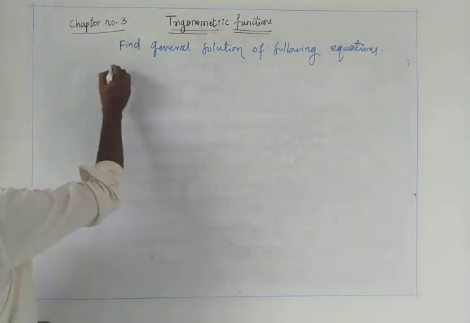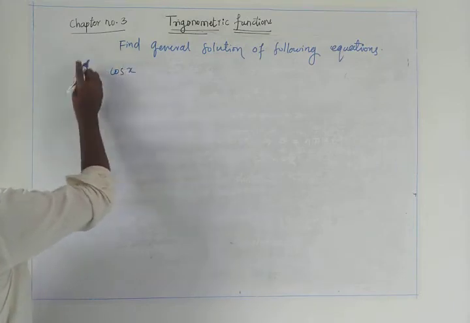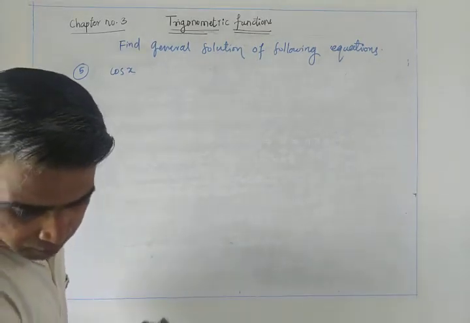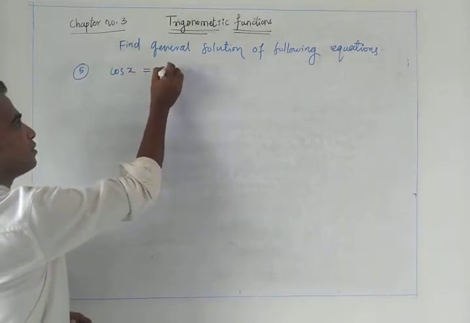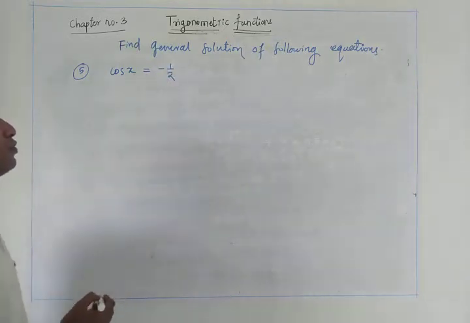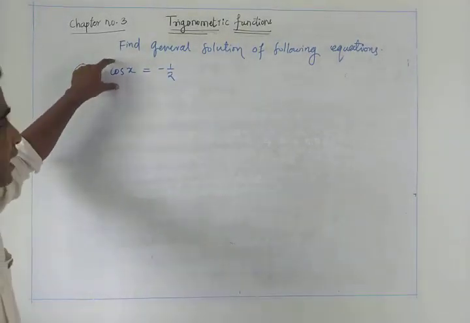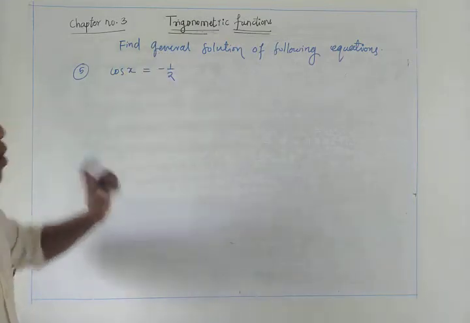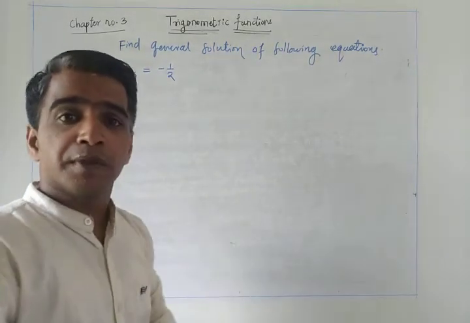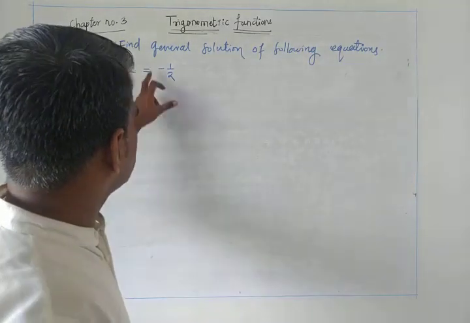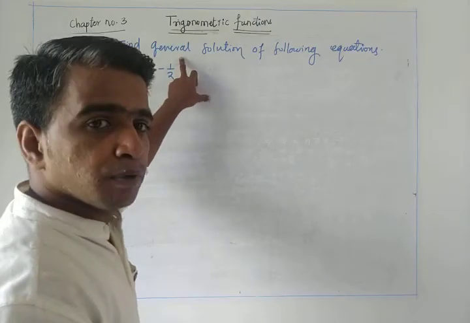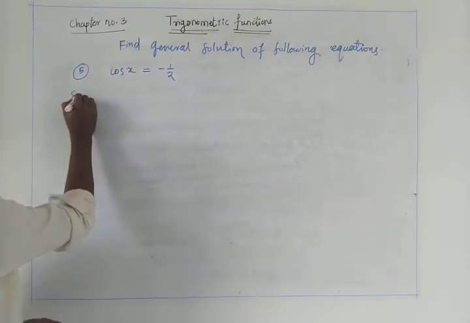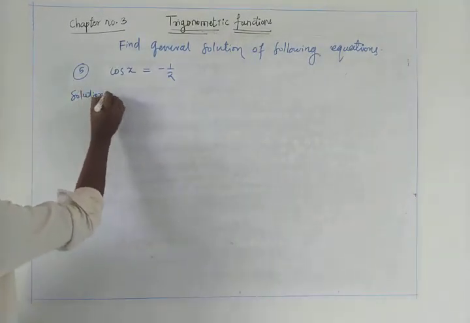Now question, see the question properly. Cos x is equal to minus half. Now the cos function is on the left hand side, and on the right hand side the value is given as negative. But already I told that the function on both sides must be positive. So we have to think about how to convert this value in terms of positive cos function. So let's begin with that solution and follow one by one step.